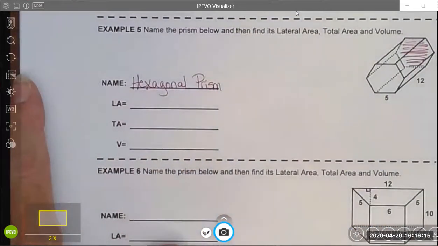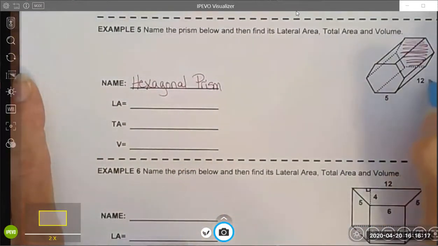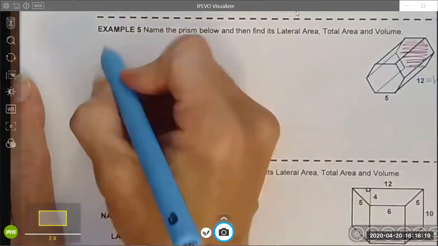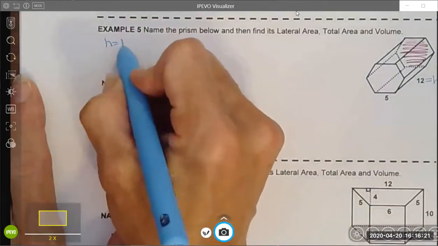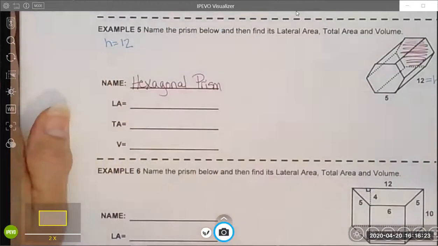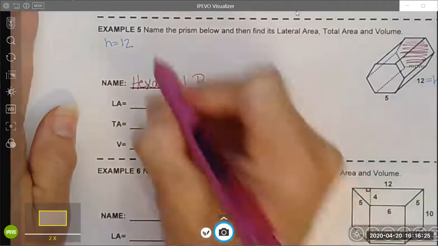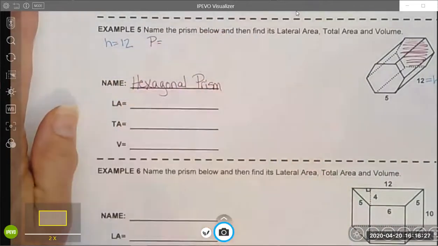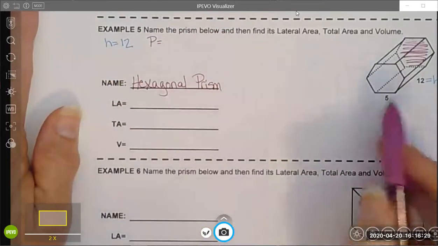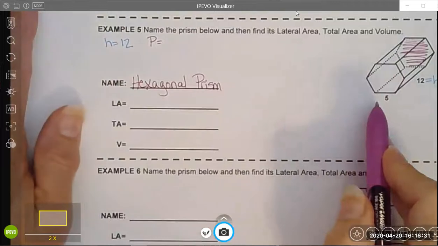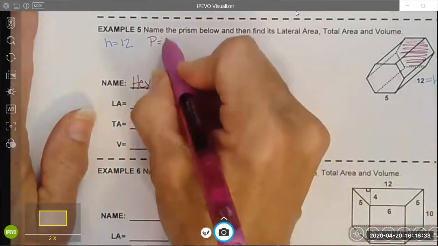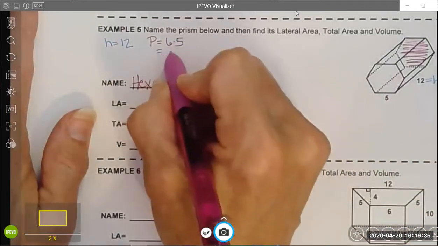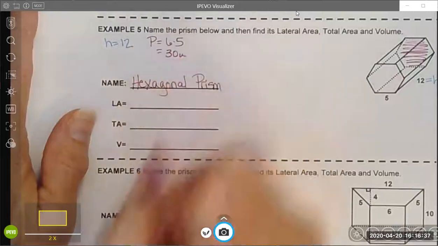Okay, that said, we need to identify the height of our prism, which again is the distance between the bases. Easiest thing in the world to find in this case. I know I need to find the perimeter. The perimeter of my base shape is going to be the sum of all the sides. There are 6 sides in a hexagon, so 6 times 5. My perimeter comes out to 30 units.